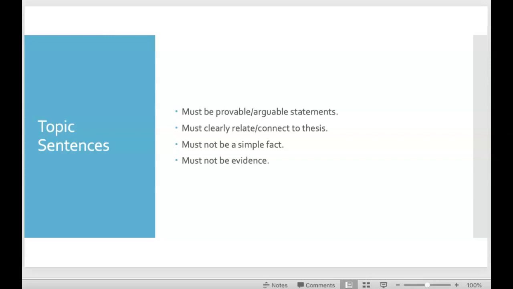But just to give you an idea, your topic sentence must be provable or arguable. It must clearly relate or connect to the thesis. It must not be a simple fact, and it must not be evidence.